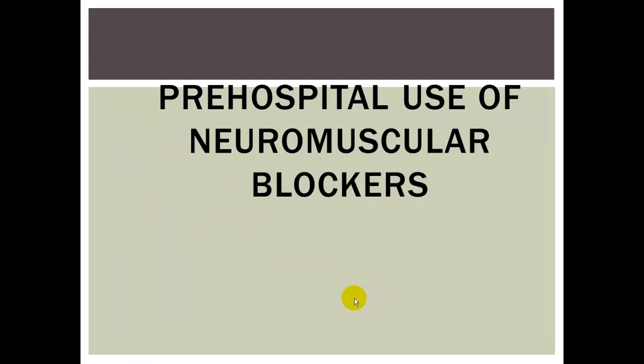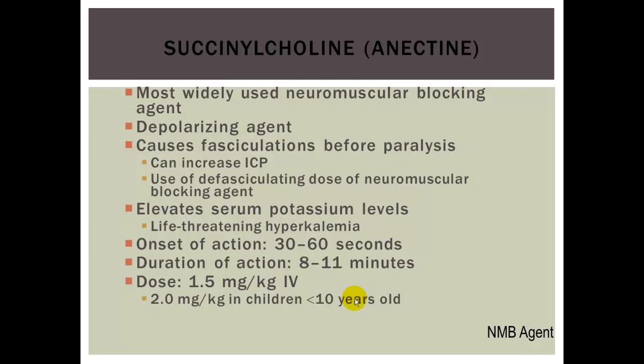Pre-hospital use of neuromuscular blocking agents. Succinylcholine or Anectine, most widely used neuromuscular blocking agent. It's a depolarizing agent. It causes fasciculations before paralysis. This can increase intracranial pressure. Use a defasciculating dose of neuromuscular blocking agent to kind of alleviate this. It can elevate serum potassium levels, which can cause life-threatening hyperkalemia.